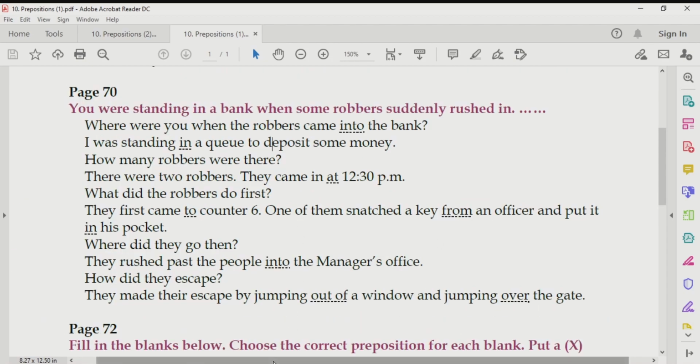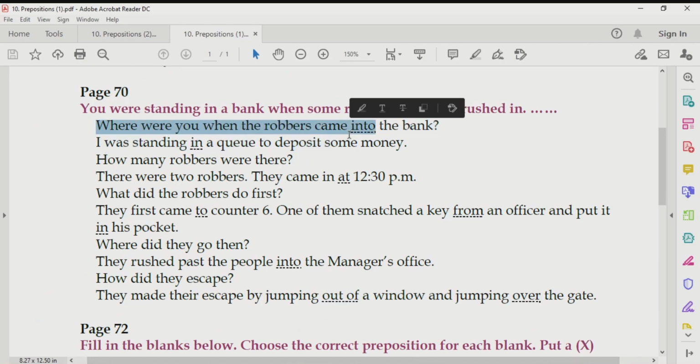Over here, we have some blanks. Where were you when the robbers came into the bank? Now, why did we use the word into? Because whenever a person goes to a certain place, or you should say inside a certain place, you must always say that the person went into that place. Now, here we have the example of robbers. Now, robbers won't simply walk in. You will understand what I'm trying to say. They will try to rush. They will not go in a very slow manner. They will want to do their things as fast as possible. So they came into the bank. In Hindi, if I translate, it will become Chor bank ke andar ghuse. They entered into the bank.